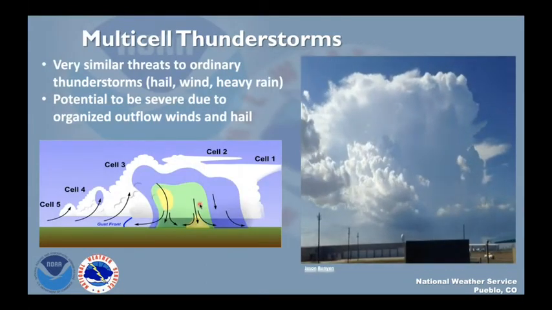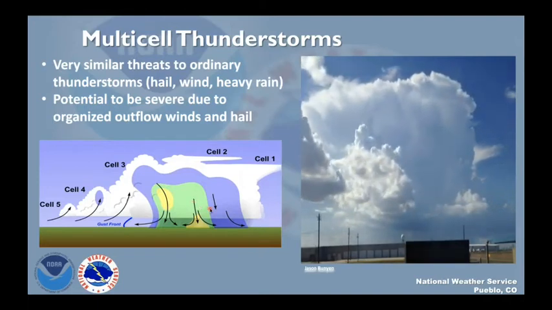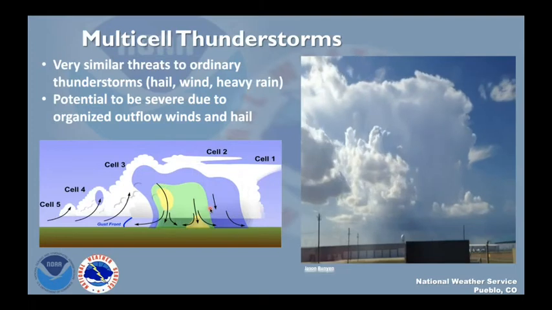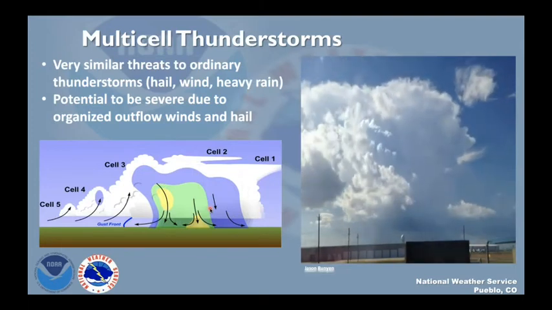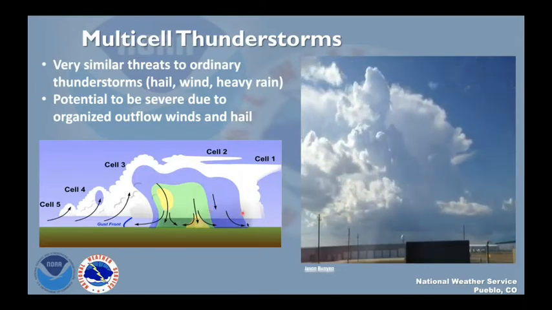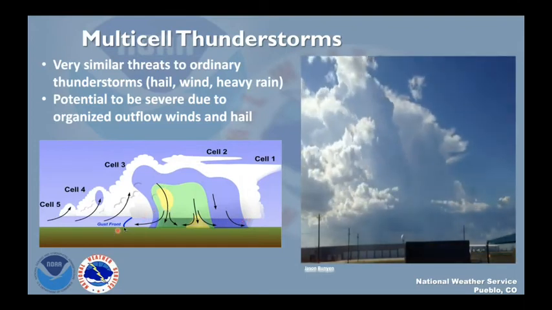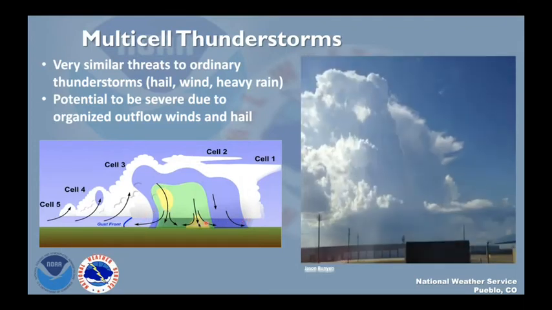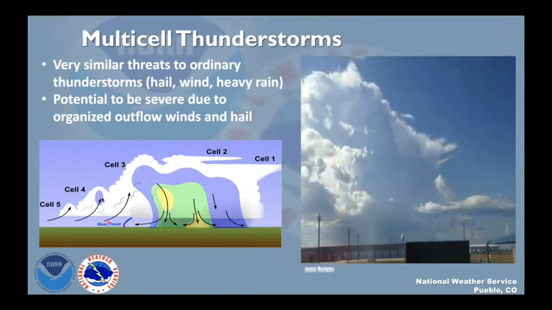Multi-cell thunderstorms are, again, kind of common. Intensity-wise, they're a little bit stronger than your ordinary thunderstorms, but essentially what's happening is a storm forms, like the cell 1, a gust front forms off of that, and this gust front just continues to move in this direction, and it'll keep popping up new cells as time progresses.